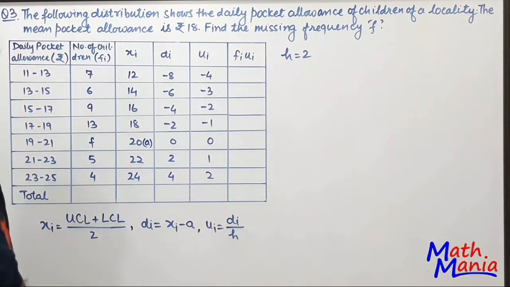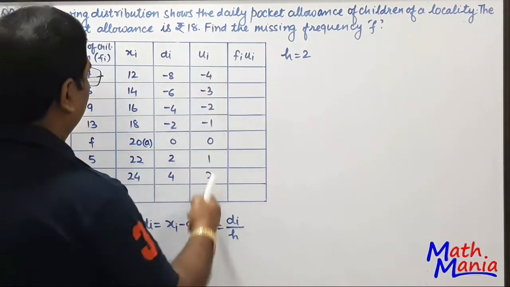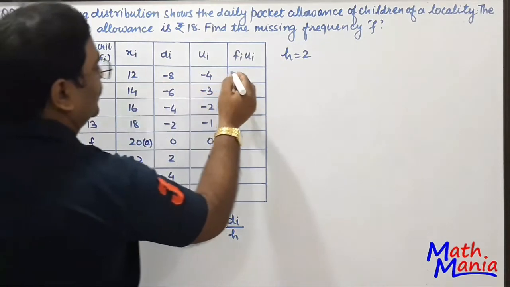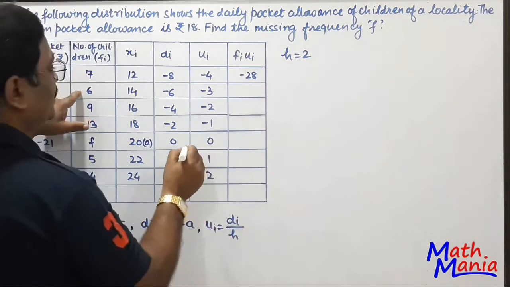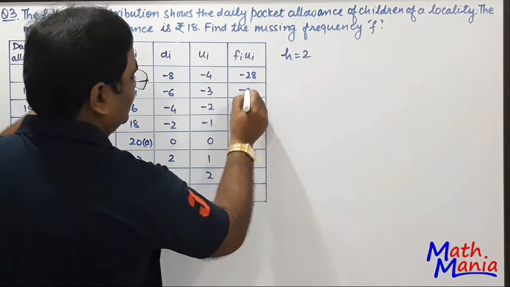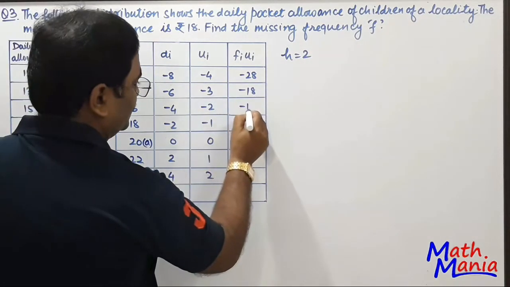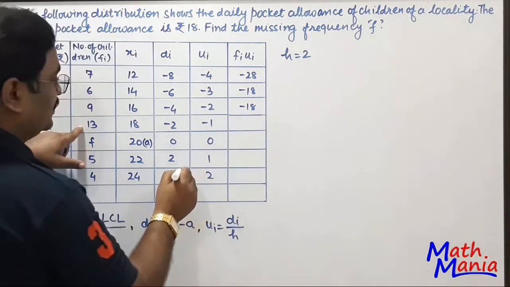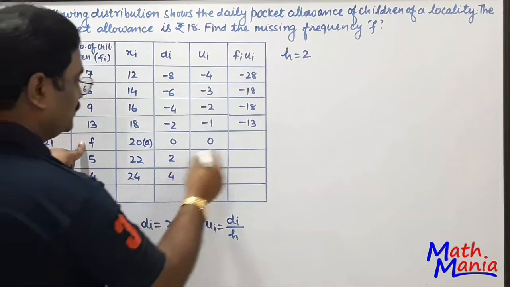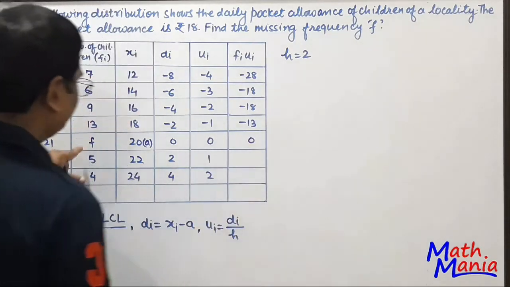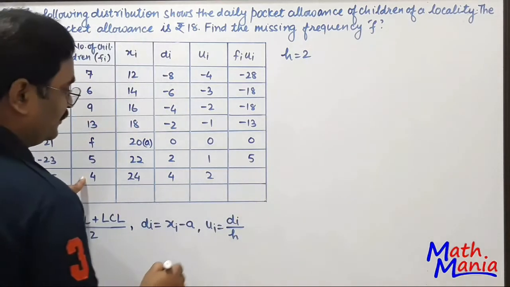Right friends? Now let's multiply the fi and ui columns. So 7 fours are 28, 6 threes are 18, 9 twos are 18, 13 ones are 13, 0, 5 ones are 5 and 4 twos are 8.